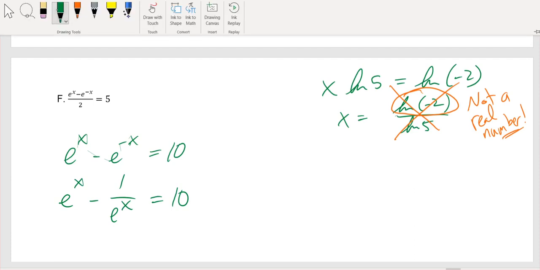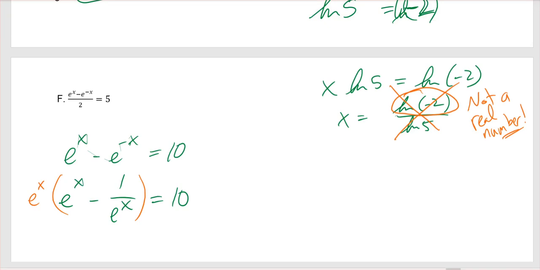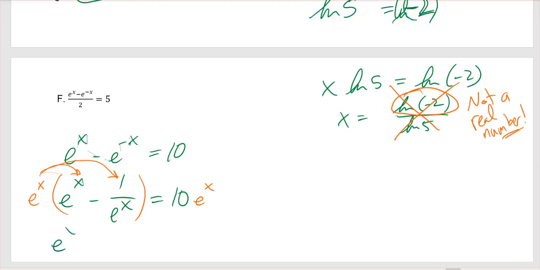Okay, so now it's still got fractions, and we want to get rid of fractions. As long as e to the x is not 0, and we know it's not 0 because 0 is not in the range of that function, if we multiply both sides by this, what happens? This side multiplied through, we get e to the x times e to the x, so that's e to the x squared. And then we have e to the x over e to the x, that's 1. And then we've got 10 e to the x.